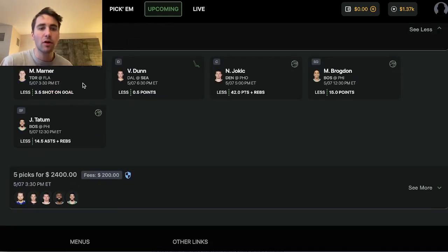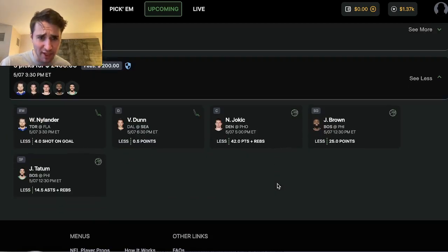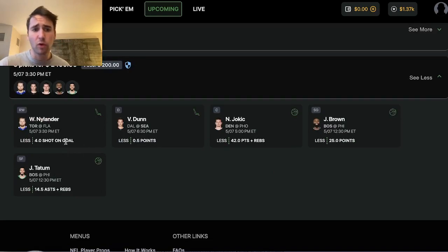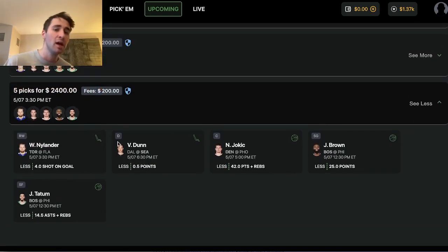So first I have Marner under 3.5 shots on goal, Tatum under 14.5 assists plus rebounds, Dunn under half a point, Jokic under 42 points plus rebounds, Brogdon under 15 points, and then I have Nylander under 4 shots on goal. So this is a different entry, 200 to win 2.4K again. Nylander under 4 shots on goal, Dunn under half a point, Jokic under 42 points plus rebounds, Brown under 25 points, Tatum under 14.5 assists plus rebounds, another 5-pick entry.